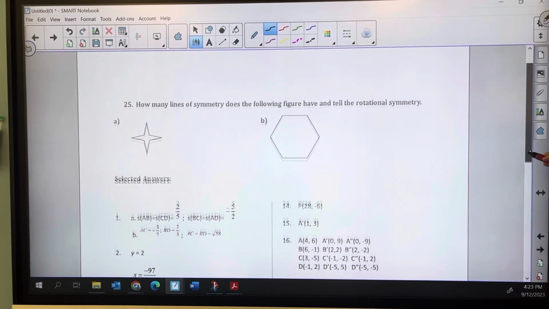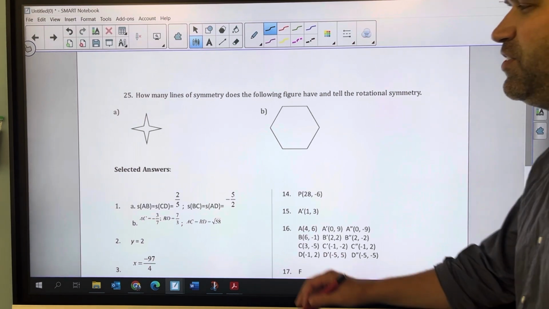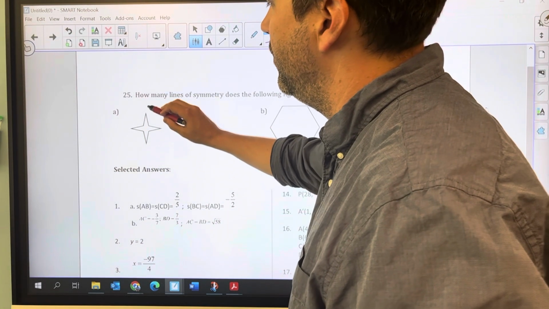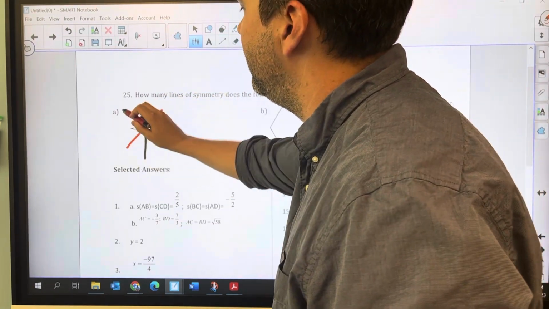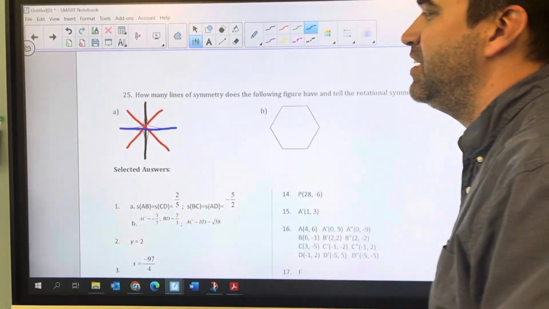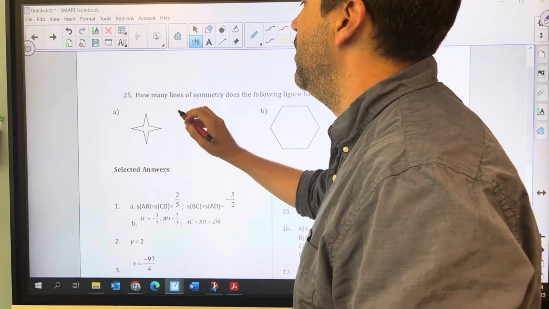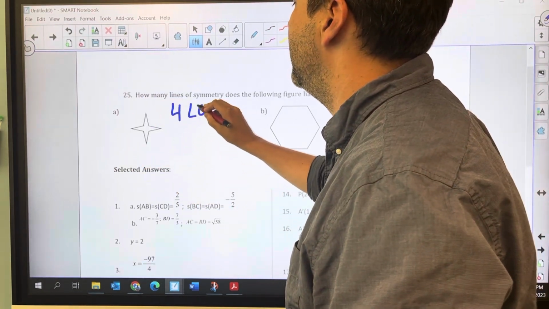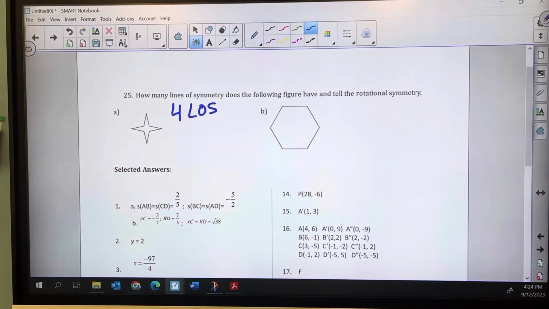Finally, the last one. How many lines of symmetry does each figure have? So for this first star-shaped one, you can go straight up and down, that's 1. You can go diagonal or diagonal, those are 2 more, so that's 3, and then straight across, so that's 4. So you get rid of that so we can actually see it, but it is 4 lines of symmetry.